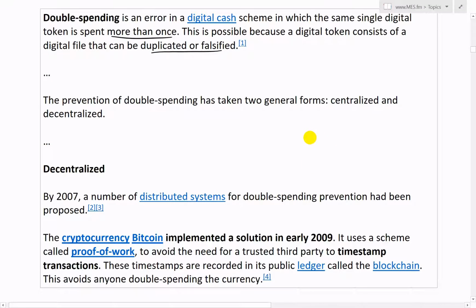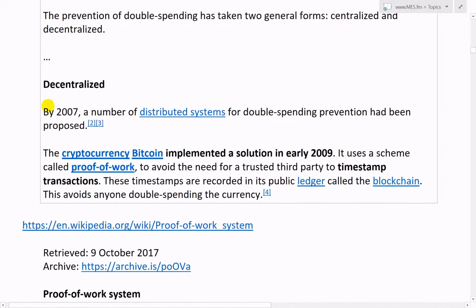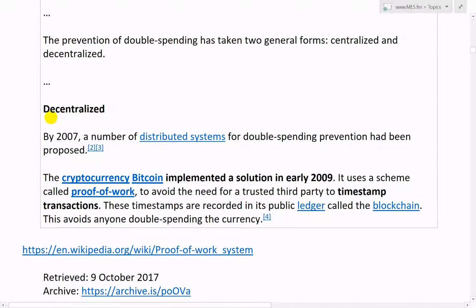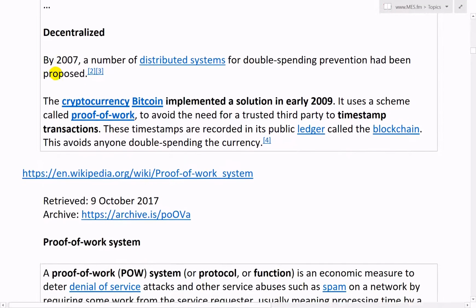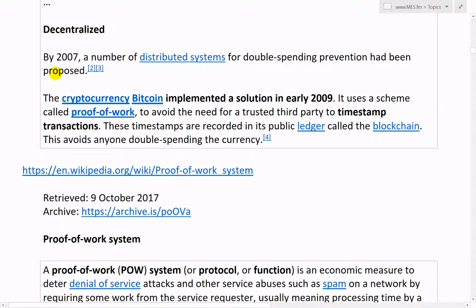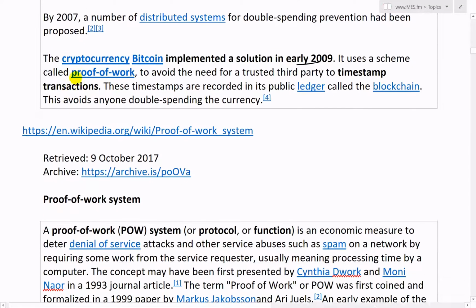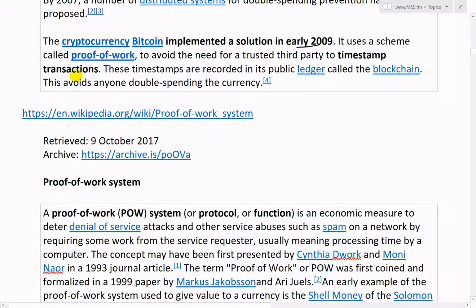The prevention of double spending has taken two general forms, centralized and decentralized. And yeah, the centralized one is pretty straightforward. But for the decentralized one, by 2007, a number of distributed systems for double spending prevention had been proposed. The cryptocurrency Bitcoin implemented a solution in early 2009. It uses a scheme called proof of work to avoid the need for a trusted third party to timestamp transactions. These timestamps are recorded in its public ledger called the blockchain.